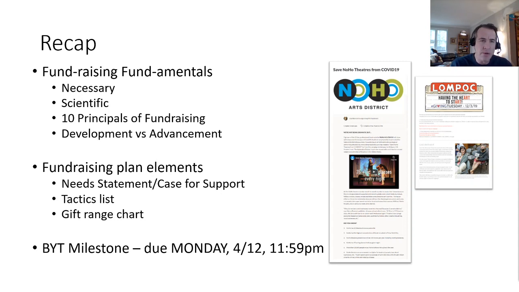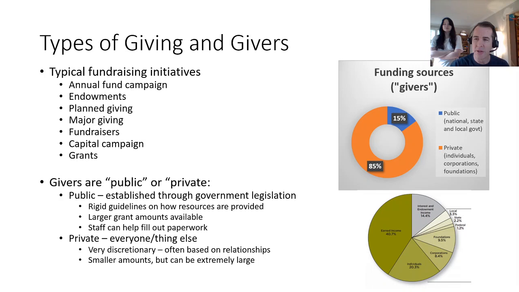All right, so today we're going to talk about types of giving and types of givers. The types of giving are different types of fundraising initiatives that the organization can undertake. There's an annual fund campaign, endowments, planned giving, major giving, fundraisers, the capital campaign, and then grants, which we'll be talking about in detail.